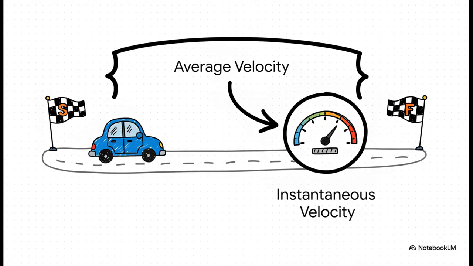And that same idea applies to velocity. For that whole road trip, your average velocity is your total displacement divided by the total time. Maybe it was 60 miles per hour. But your instantaneous velocity, that's what you see when you glance down at your speedometer. Right now, you're going 72. That's the snapshot in time.